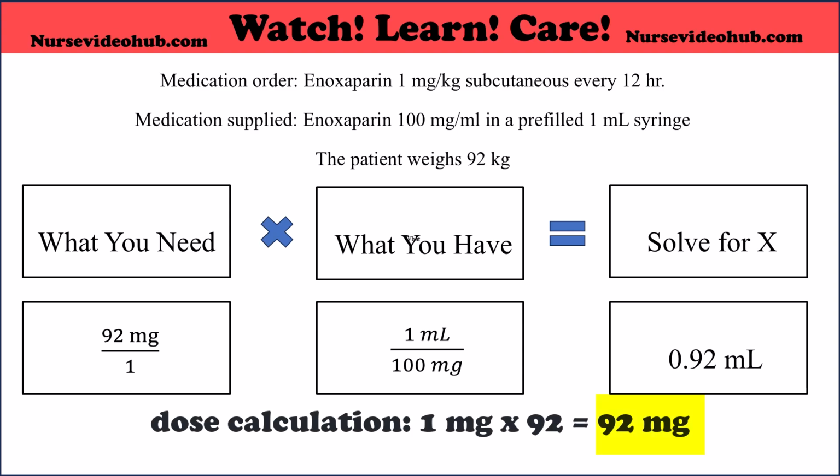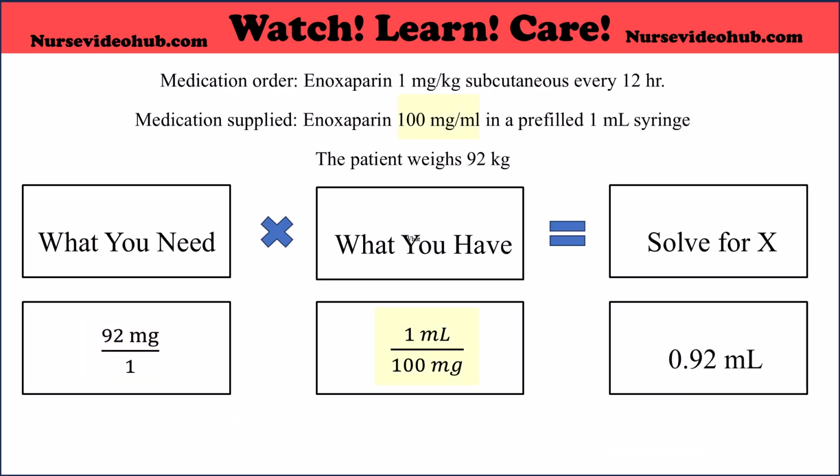Write out the prescribed dose as a fraction, 92 milligrams over 1. Write the available medication as a fraction with the units set up so that they cancel each other out, 1 milliliter over 100 milligrams. You calculate the answer by multiplying across. 92 divided by 100 equals 0.92 milliliters. The milligrams canceled out, leaving you with milliliters. You would administer 0.92 milliliters to deliver the 92 milligram dosage.